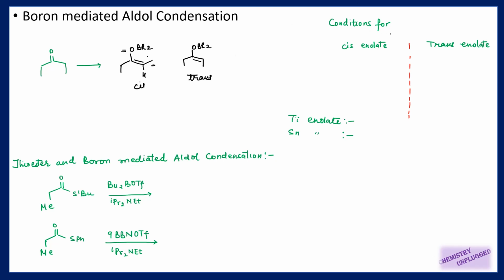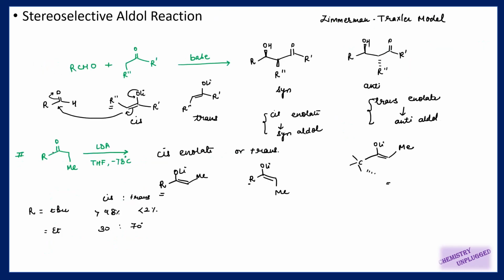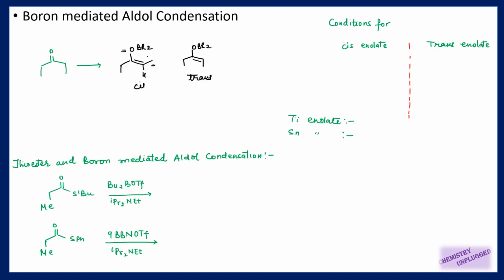So there are two conditions for when we will get trans enolate and when we will get cis enolate. So first we will take trans enolate when we have bulkier group in our boron reagent. We are not talking about R group attached here, right? In case of LDA, we have checked the alkyl group attached with our carbonyl, but when we are using boron mediated reagents, then we have to check the reagents attached with boron group, right? We will not check the methyl or any other alkyl group attached here. So we are talking about the bulkiness of our boron group.